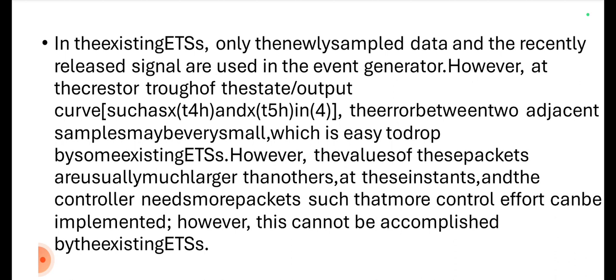used in the event generator. However, at the trough of the state output curve, such as x(t_4 h) and x(t_5 h), the error between two adjacent samples may be very small, which is easy to drop by some existing ETSs. However, the values of these packets are usually much larger than others at an instant, and the controller needs more packets so that more control effort can be implemented. However, this cannot be accomplished by the existing ETSs.